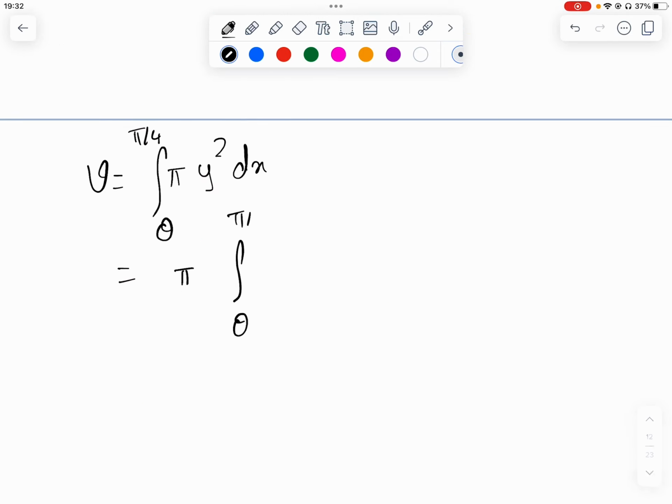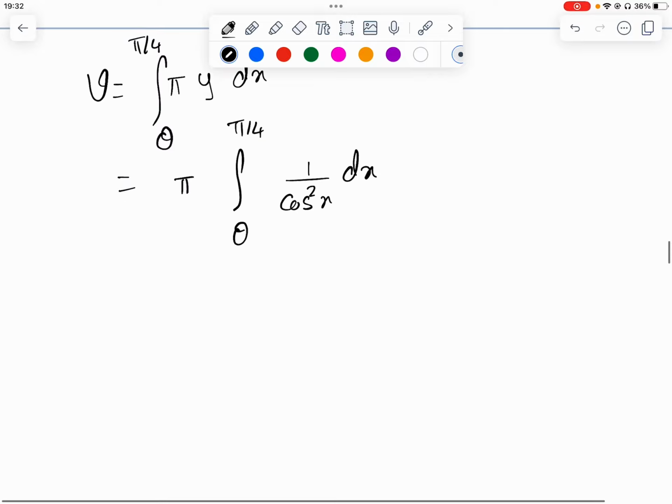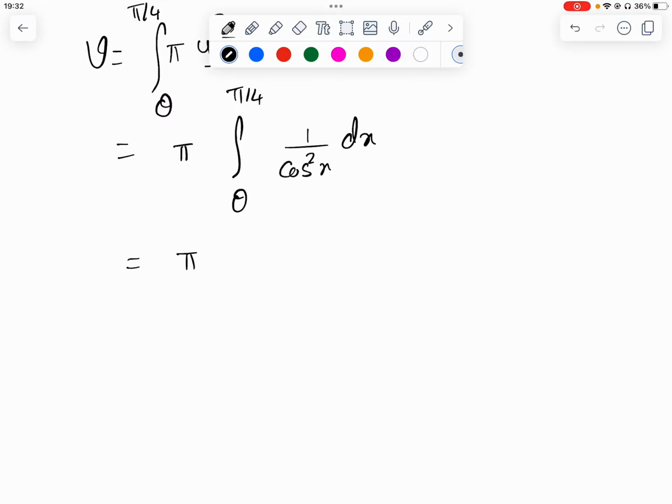Pi upon 4 y square. What was y square? It is 1 upon cos square, because y is 1 upon cos. So y square is 1 upon cos square. So what does it become? Pi theta to pi upon 4 secant square dx. What is the integral of secant square x? Tan x. So pi tan x from 0 to pi upon 4.